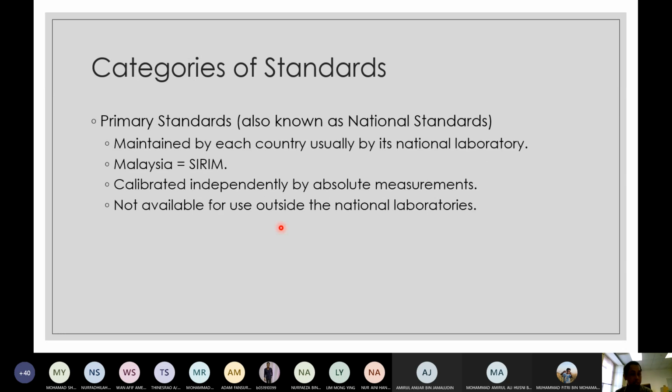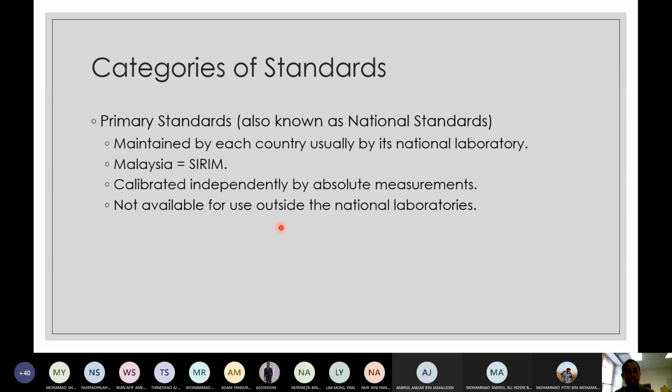Then we have primary standards, also known as national standards. These are the closest standards that we can access. They are maintained by each country, usually by its national laboratory. In Malaysia, it is under SIRIM. Actually, under SIRIM they have the National Metrology Institute of Malaysia, which is the body in charge of maintaining the national standards. But to make it simpler, we say SIRIM.